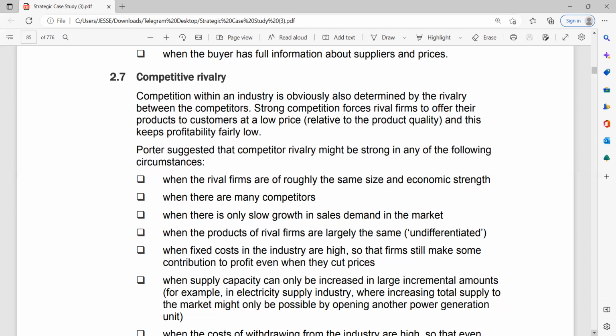Competitor rivalry might be strong when fixed costs in the industry are high, right? What does this mean? Fixed cost is cost that you cannot negotiate on, right?